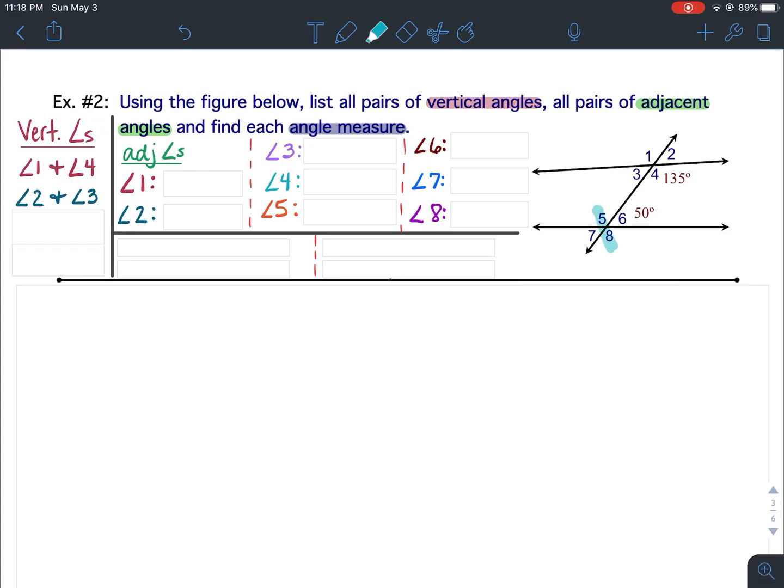5 and 8 are across from one another. Therefore, 5 and 8 are vertical angles. 6 and 7 are across from one another. They only share a vertex. Therefore, 6 and 7 are vertical angles. If you need to, pause your video, get that written down.